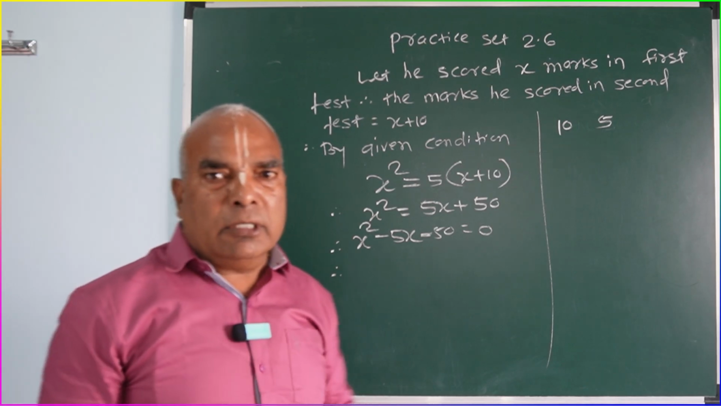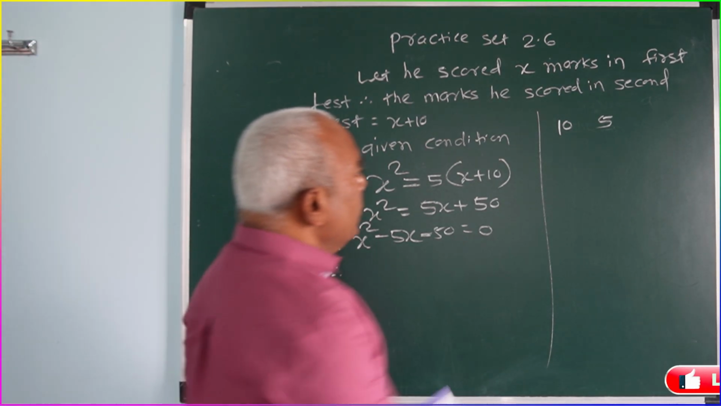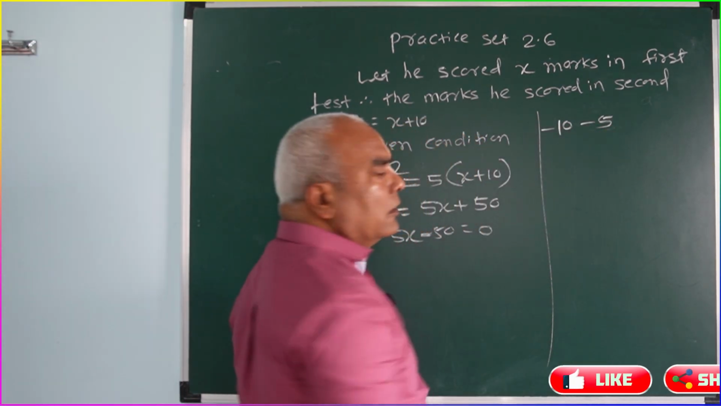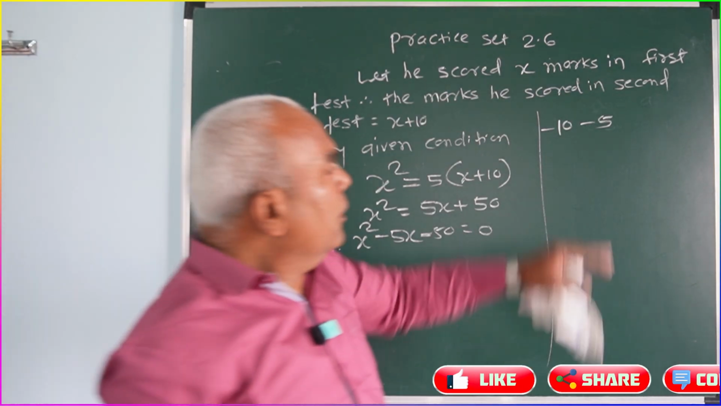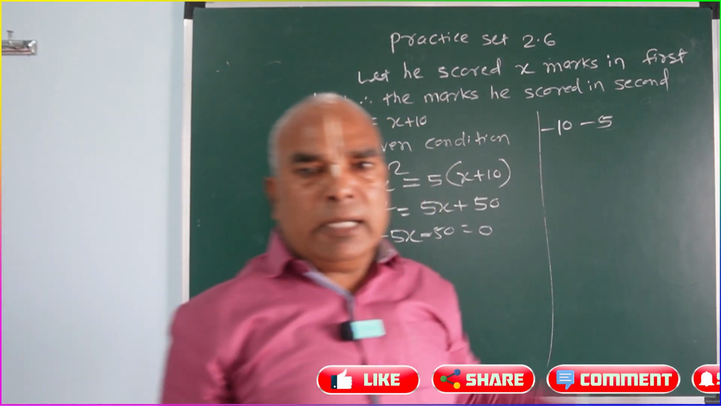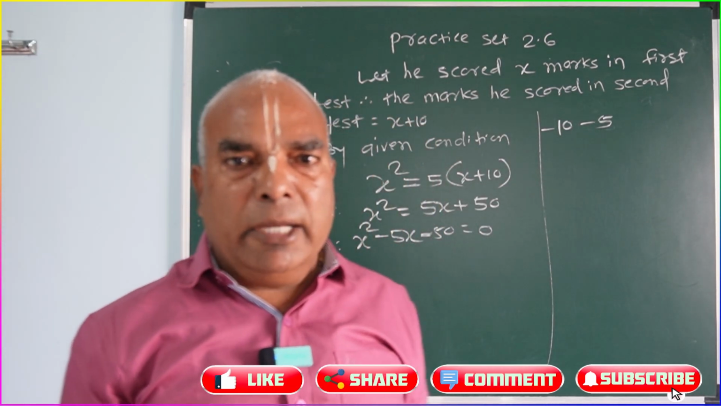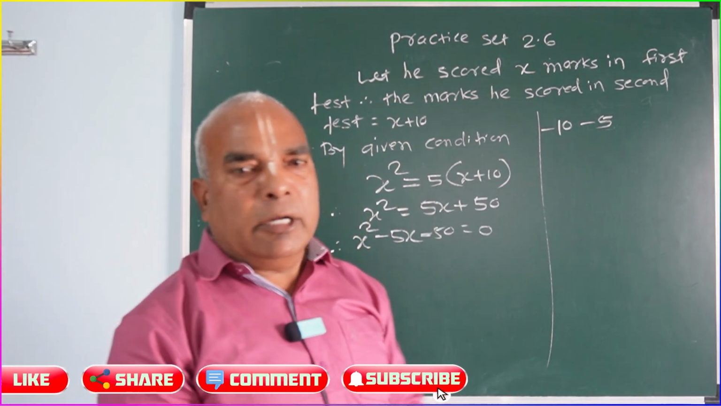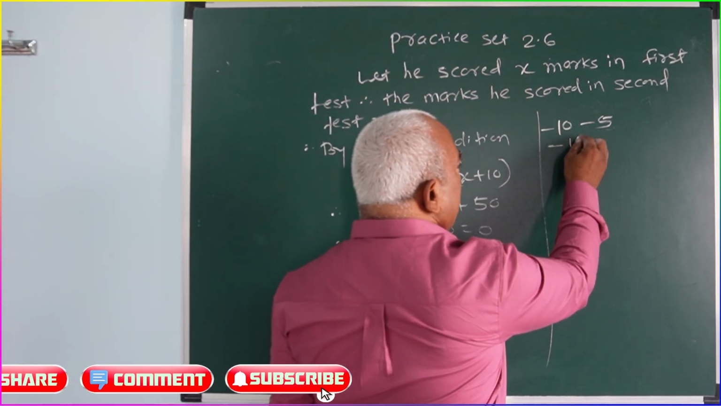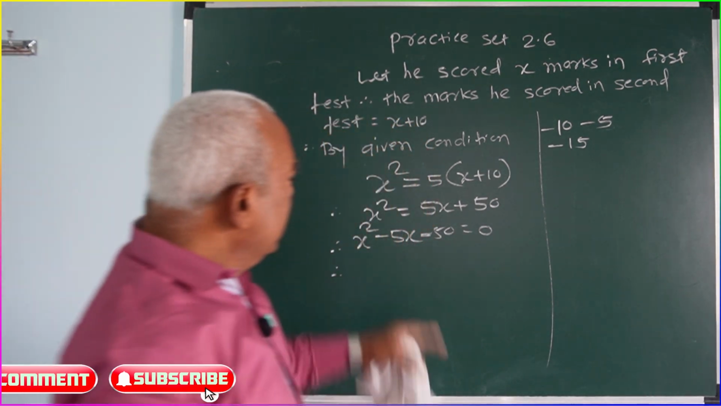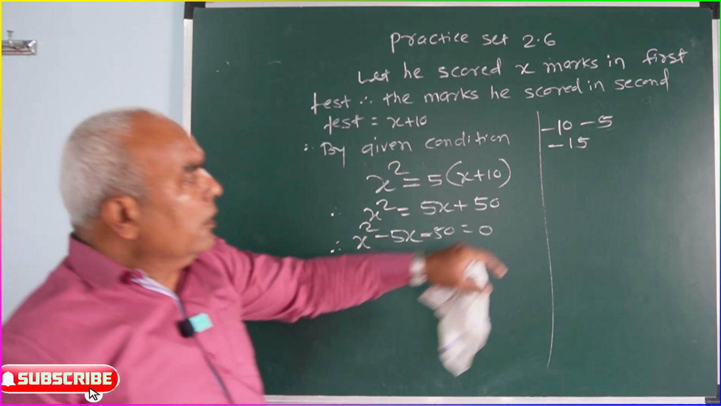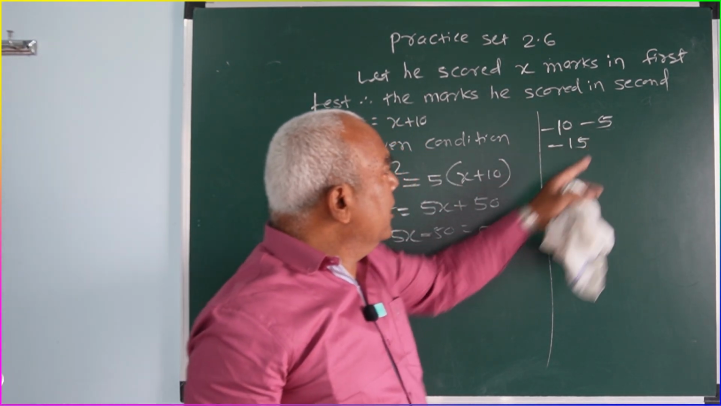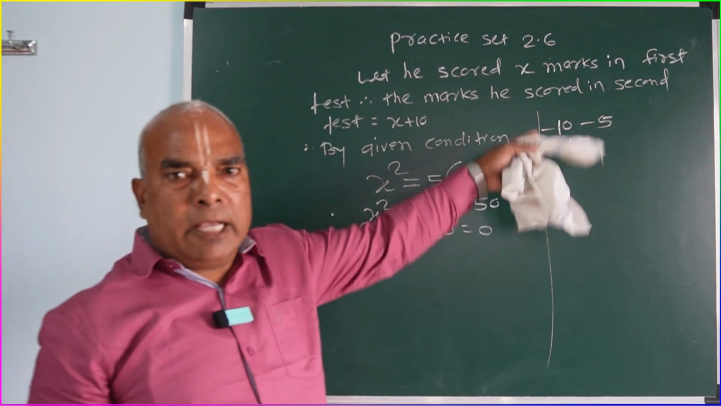By mistake, what happens? Students write minus minus. But now think, if both are minus, what should the answer be? Minus 10 minus 5, same sign. As the signs are the same, we should add and give the sign of the greater number. The answer will be minus 15. But here it is minus 5. Therefore, the signs are given wrong.